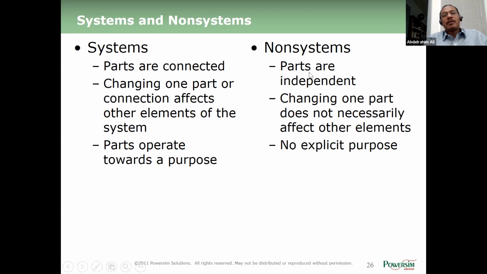The non-system parts are independent. Here, the parts are independent. Changing one part does not necessarily affect other elements. And usually there is no explicit purpose for these parts to be together. They just happen to be together. A group of pens in a cup is not a system, it's just a group of pens in a cup. And you can use these measures to identify, am I talking about a system or just parts altogether?